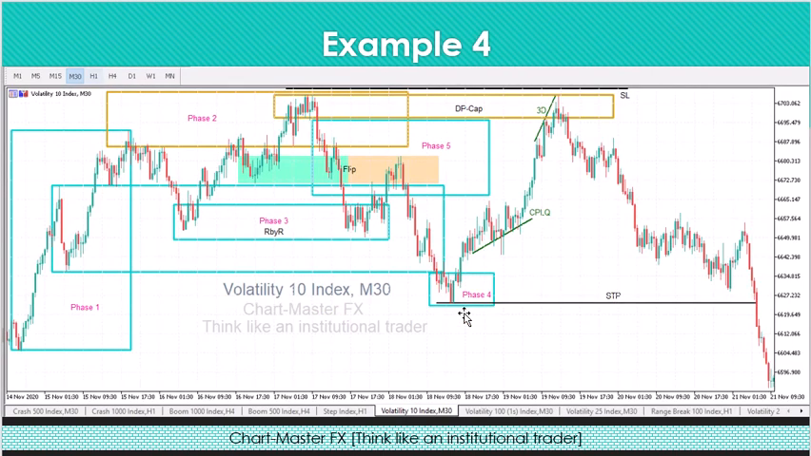Example number 4, I don't want this tutorial to be very long, guys. So you can see here we have a rally base rally. Phase number 1 is completed, and a new higher high was created. Phase number 2, and you can see that this base had about 1, 2 reaction by rejection. So phase number 3 is validated, and we have a decision point here, a decision point here, a decision point here, and we have our cap area.